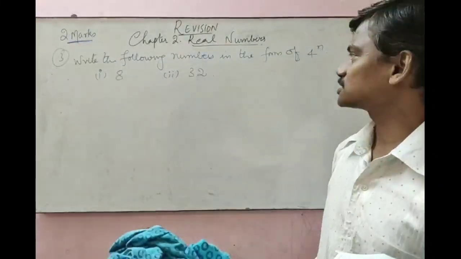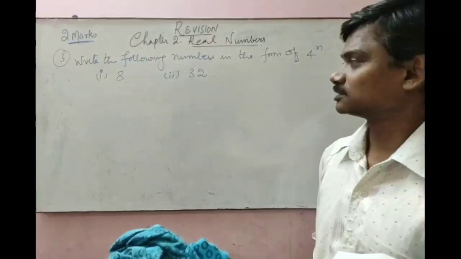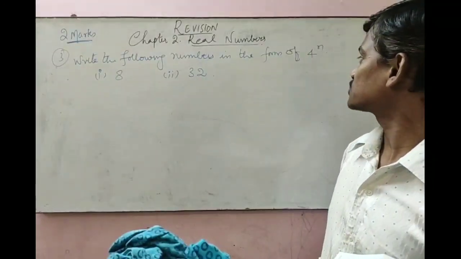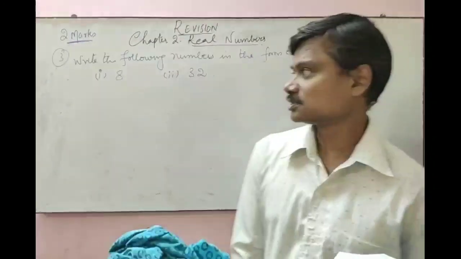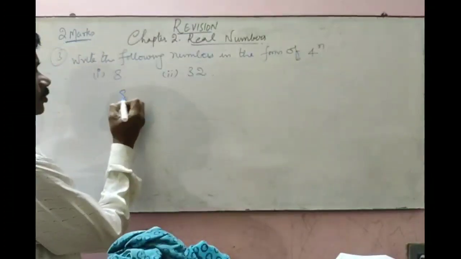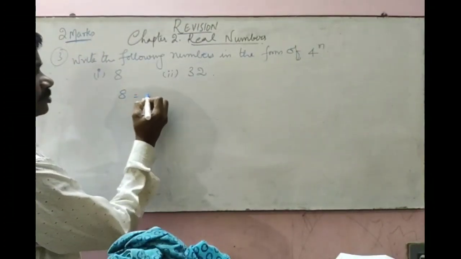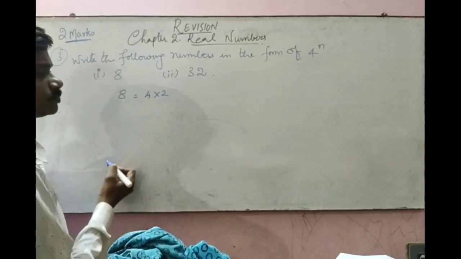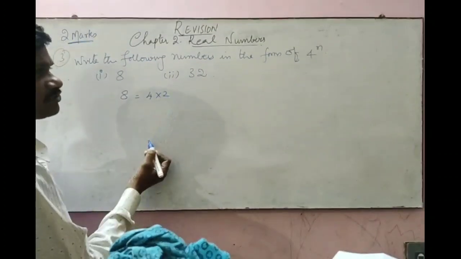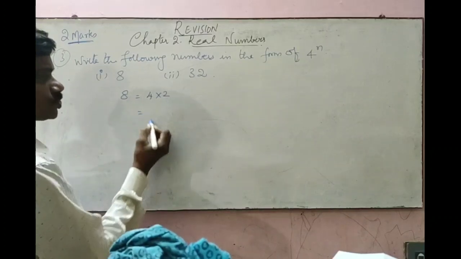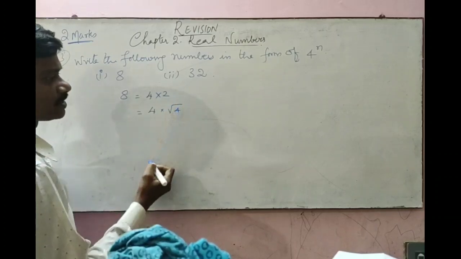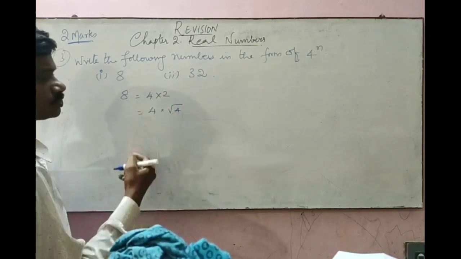Write the following numbers in the form of 4 power n. We have to write this 8 and 32 with base 4 and any power. So how will you split this 8? 8 can be split as 4 into 2. Here 4 has the base, but 2 is not in the base of 4. So how will you write this 2? You can write this 2 as root of 4. The value of root 4 is 2.